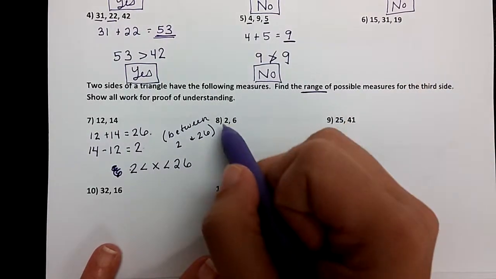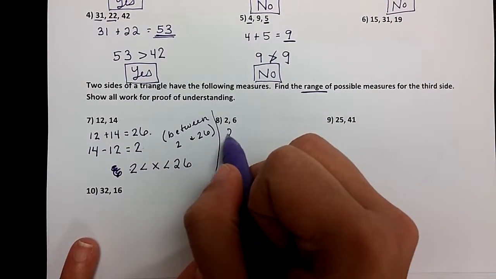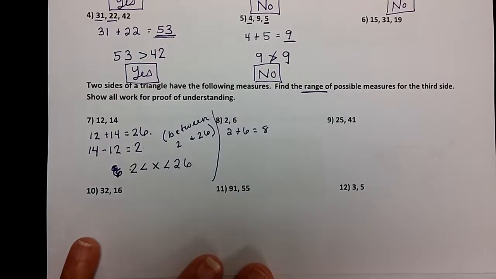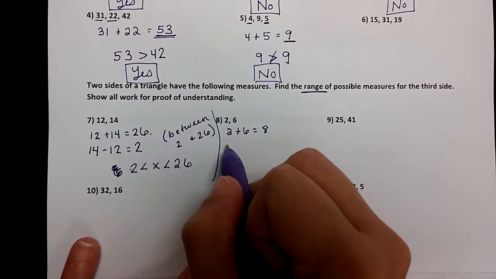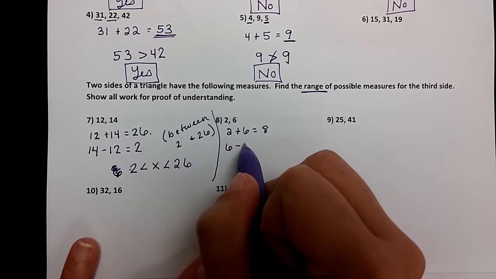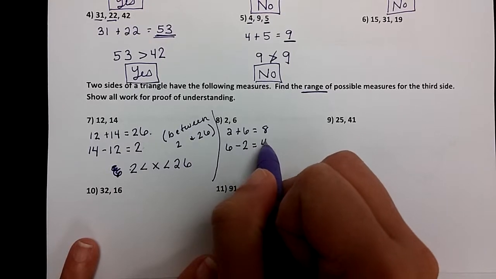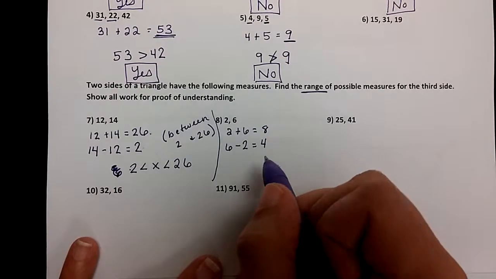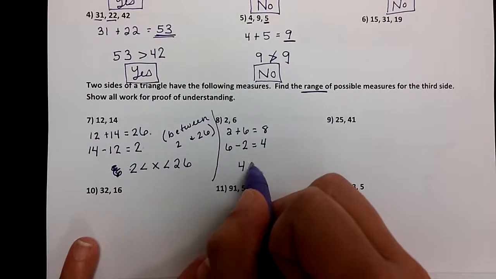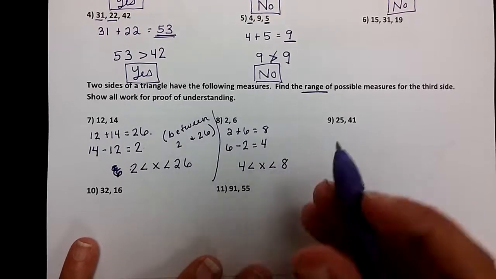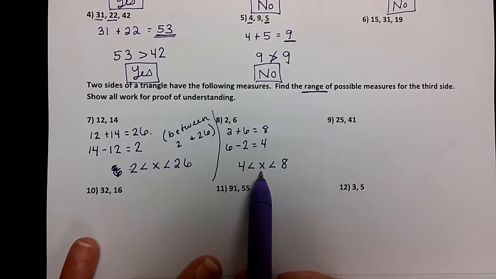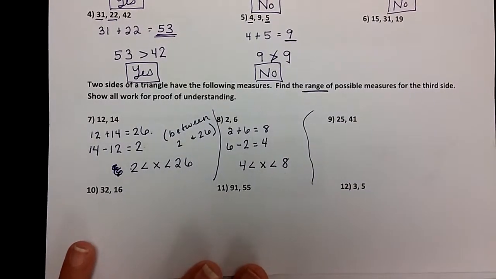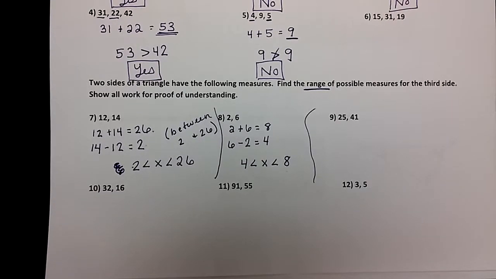All right, let's do another one. So for number 8, again, assume they're the smaller sides and add them. 2 plus 6 is 8. Now we're going to assume they're the larger sides and subtract them. 6 minus 2 is 4. So we know the third side for this triangle has to be between these 2 numbers. And again, we're going to write it as an inequality. So what this inequality says is the third side is between 4 and 8. So possible options would be 5, 6, and 7. So the third side has to either be 5, 6, or 7 for that to be a triangle.